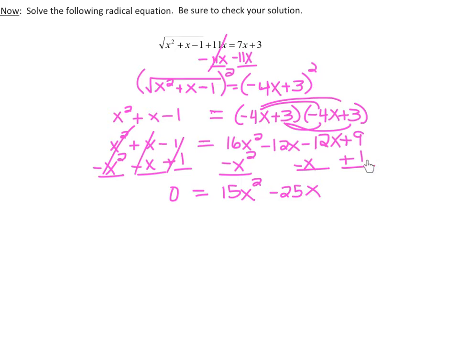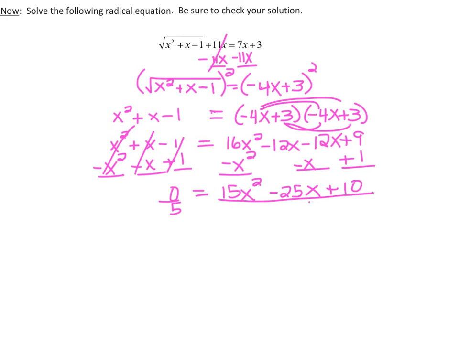And then over here, 9 plus 1 is 10. All right, now I'm just looking ahead. And to make my life a little bit easier, I mean, see how I could factor out a 5 out of each of these terms? Now, because I have an equation instead of an expression, rather than factoring out the 5, I'm going to divide both sides of the equation by 5.